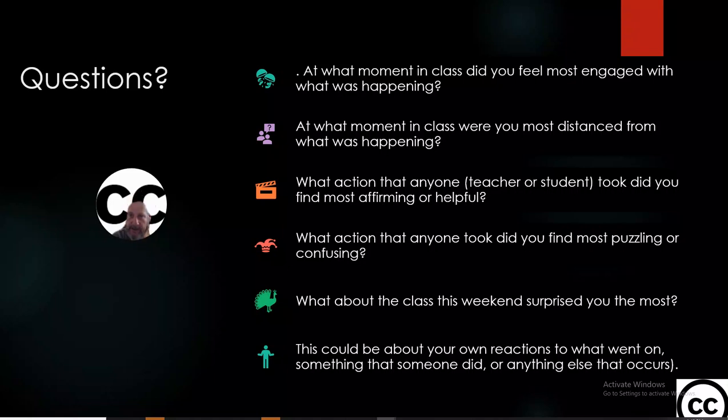What actions that anyone, the teacher or student, took that you find most affirming or helpful? What actions anyone took did you find most puzzling, confusing? What about the class this weekend surprised you? Well, this one was on a weekend example, but you can use any time frame you want. This could be about your own reaction to what went on, or something someone did.